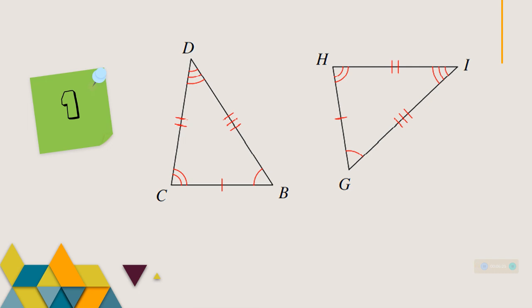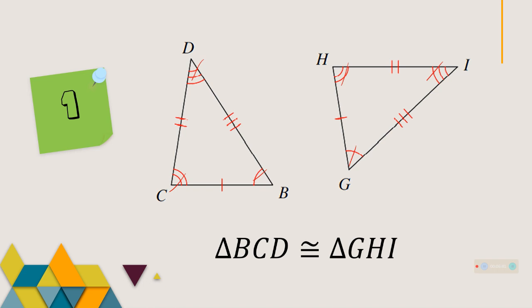We have here 1 tick mark, 2, and then 3. Then on the other triangle, we have 1, 2, and 3 tick marks. So, what should be your statement here? That's correct. Triangle BCD is congruent to triangle GHI is correct.